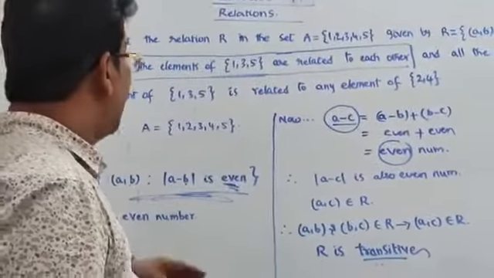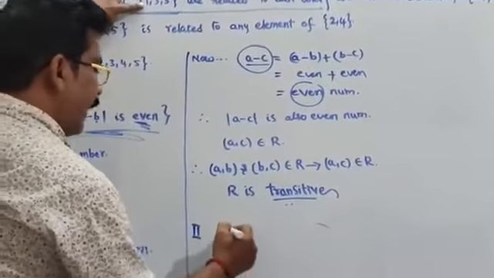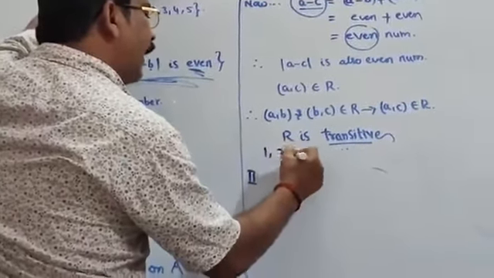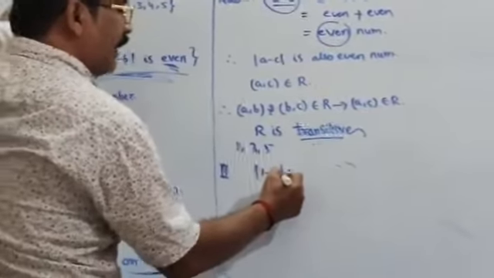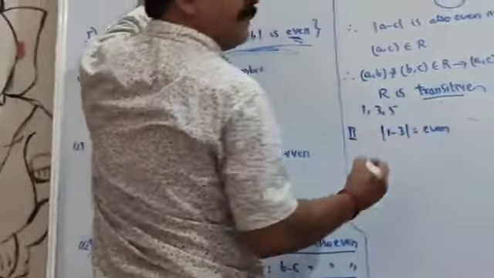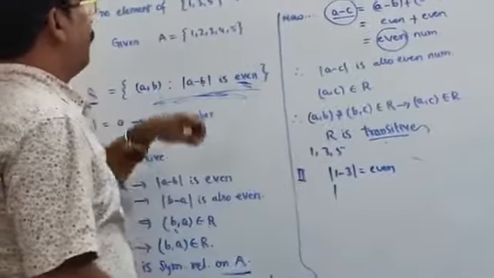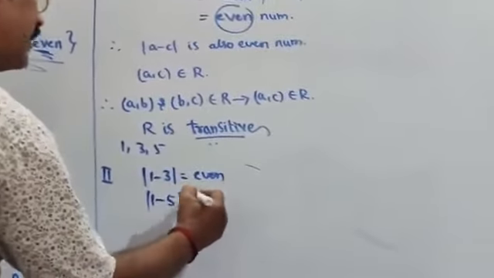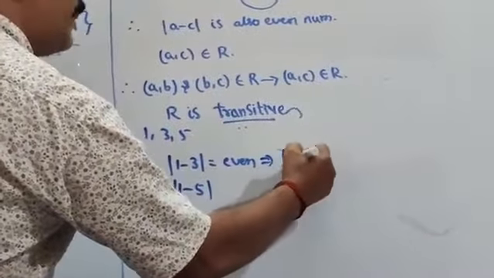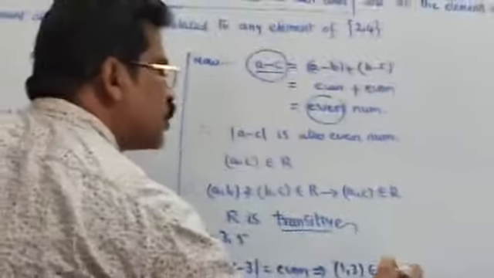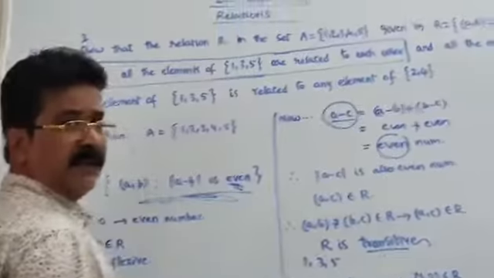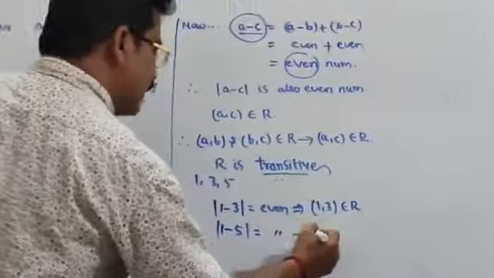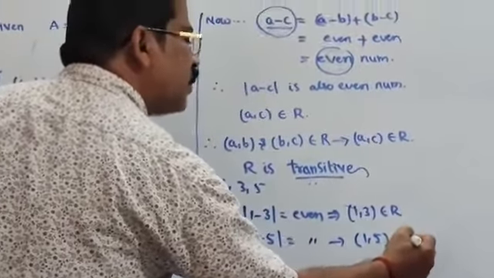Related to each other means what? We have to check the modulus of 1 minus 3, 1 minus 5. The modulus of 1 minus 3 is modulus of minus 2, which is 2. It is an even number. So the ordered pair (1, 3) belongs to capital R. Next, (1, 5): 1 minus 5 is minus 4, modulus is 4. It is also even. Thus (1, 5) also belongs to capital R.